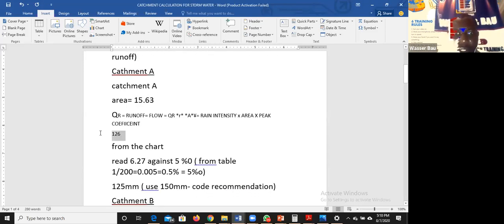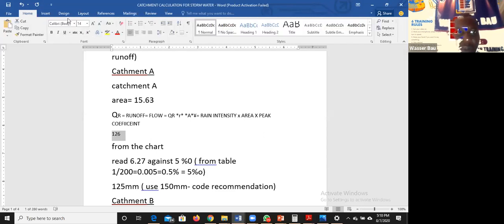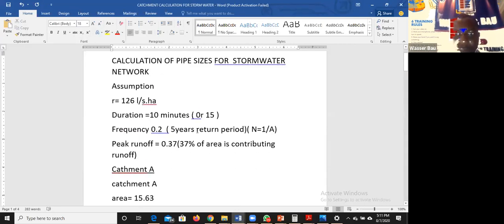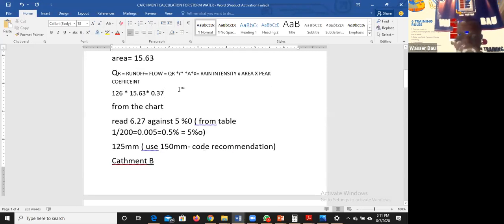So here, that becomes 126, multiplied by the rainfall intensity, multiplied by the area. The area for catchment A is 15.63, multiplied by the peak runoff coefficient, which is 0.37. The runoff coefficient is the same throughout, so what will be changing will just be the area for each.